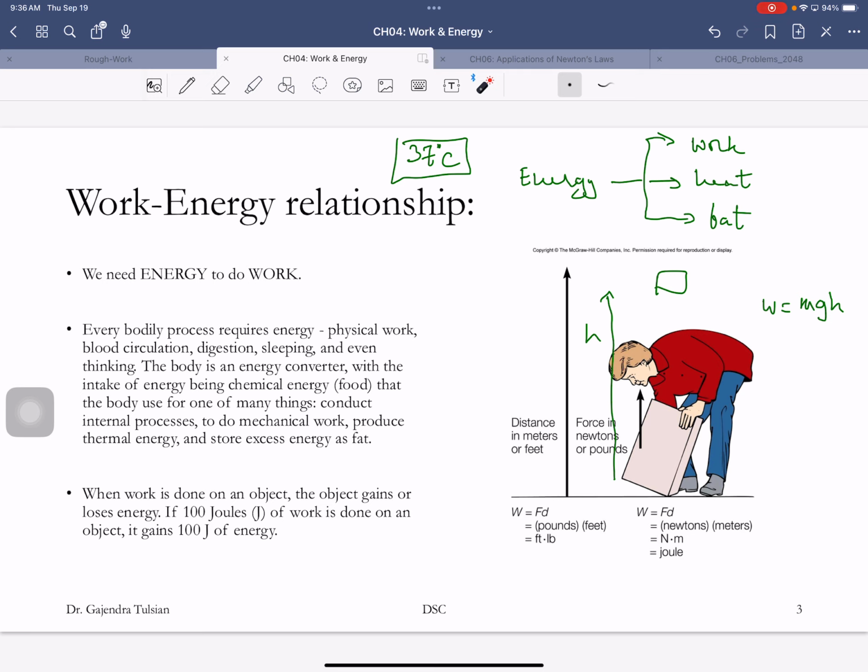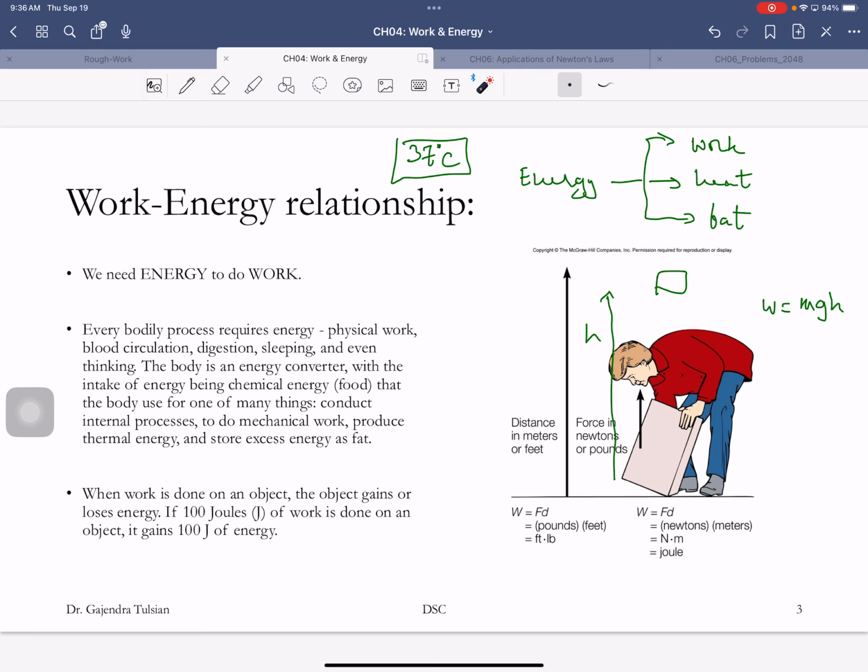Where did that energy come from? From me, very good. So I lost 100 joules of energy. Nothing was created or destroyed. So when I did work on this object, what happened? I transferred energy from me to it.